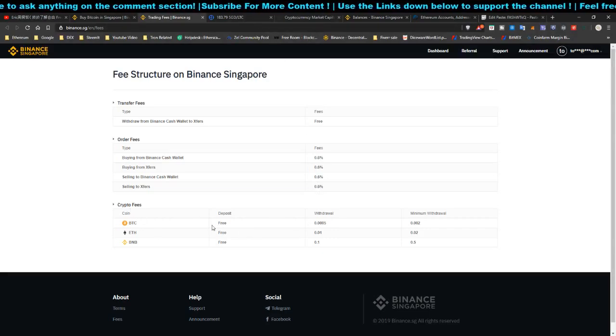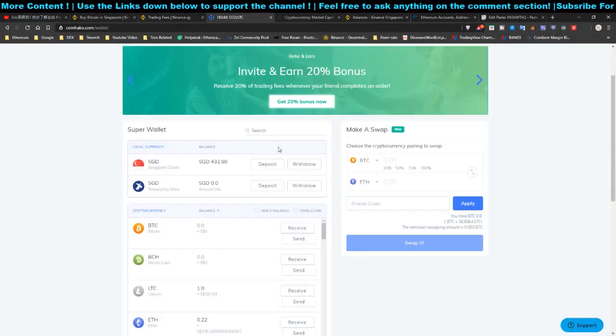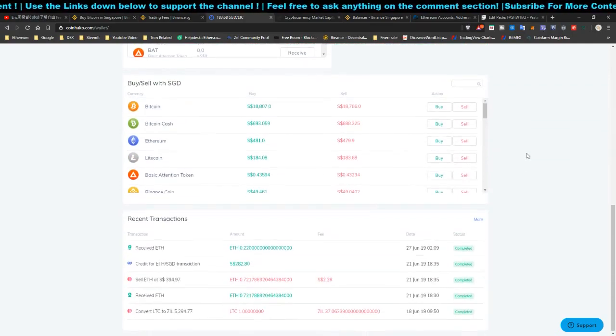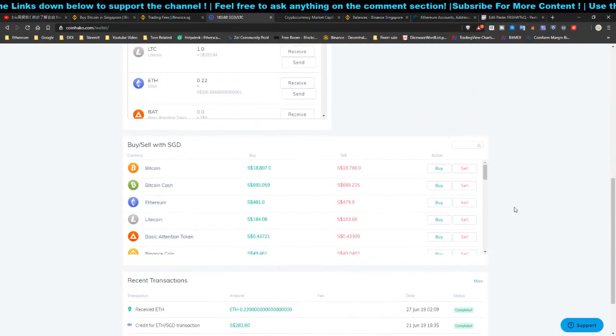And the crypto deposit fee is free. For withdrawal, there's a withdrawal fee because of the network itself. And as you can see, there's a minimum withdrawal as well. Basically on CoinHako, it's the same thing. You just need to find where it is. I'm not going to explain it to you.